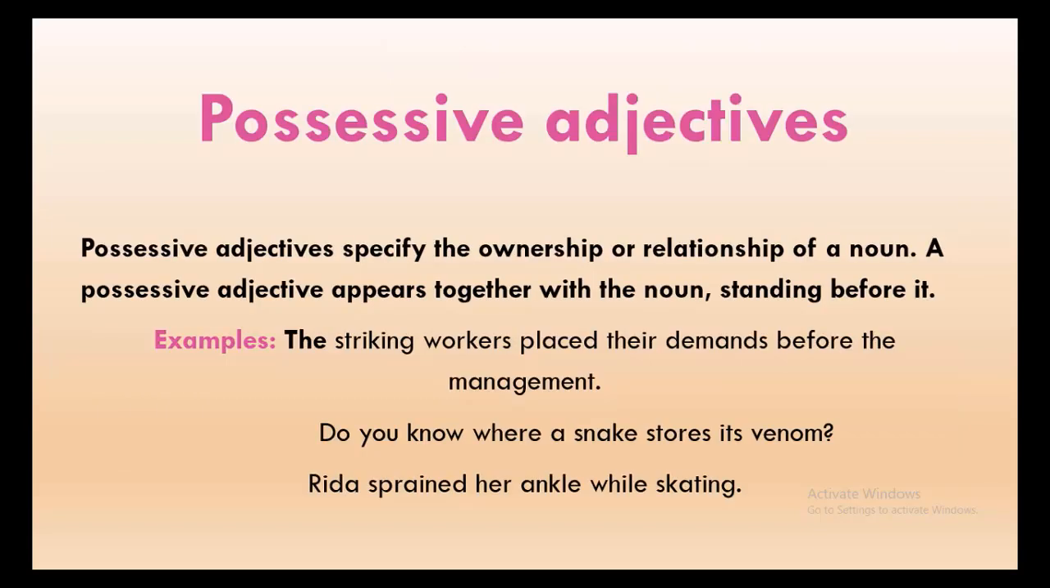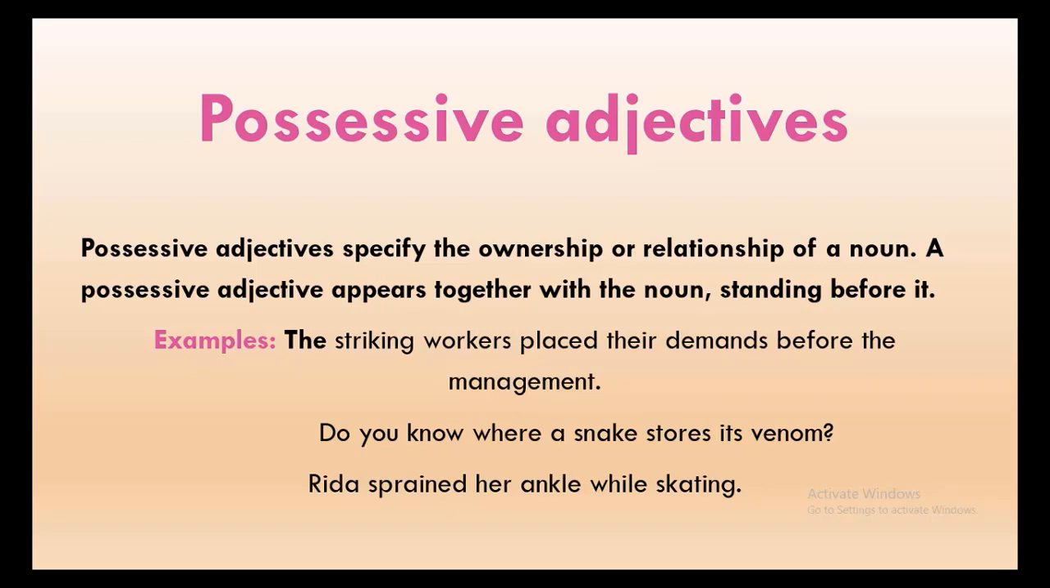Students, there is another kind of adjective that shows possession of somebody on a noun. We define it as possessive adjectives. Possessive adjectives specify the ownership or relationship of a noun. A possessive adjective appears together with the noun standing after it. You can get clarified by the examples. So see the examples first.